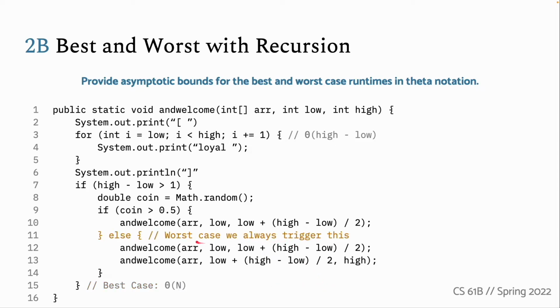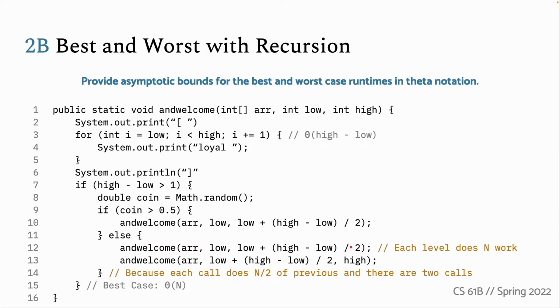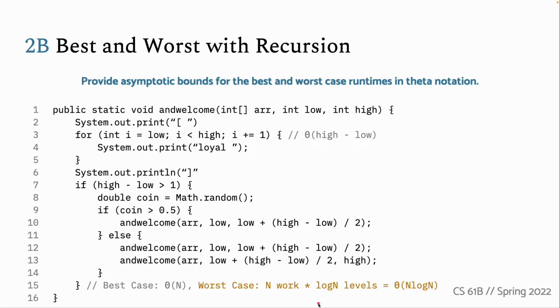In the worst case, we always trigger the second else, where we actually have two different calls, where because each call does half the work of the previous call, and there are two calls being made, each level does n work. And in that case, we have n work and log n levels, because that's how long it takes for us to hit a point where high minus low is only going to be equal to 1. And that's going to be n log n. If you're confused, I recommend you draw out a tree structure showing the recursive calls that are made, and you'll see pretty quickly where this is coming from.